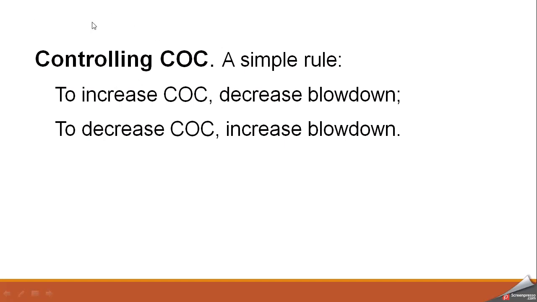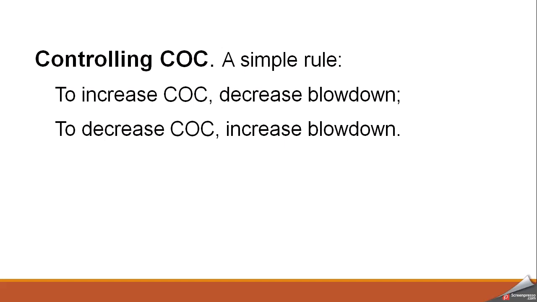So how can we control the COC? A very simple rule: to increase COC, decrease blowdown. That is, we must discard less water from the cooling tower. The blowdown valve must be closed or turned in order to reduce the discard of the used water. If we want to decrease the cycle of concentration, increase the blowdown, which means we are now removing more water from the cooling tower and the cycle of concentration is decreased.